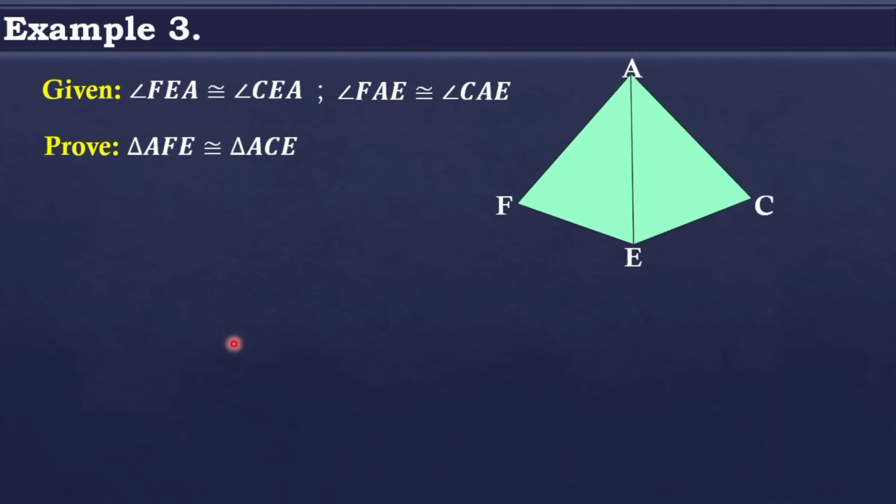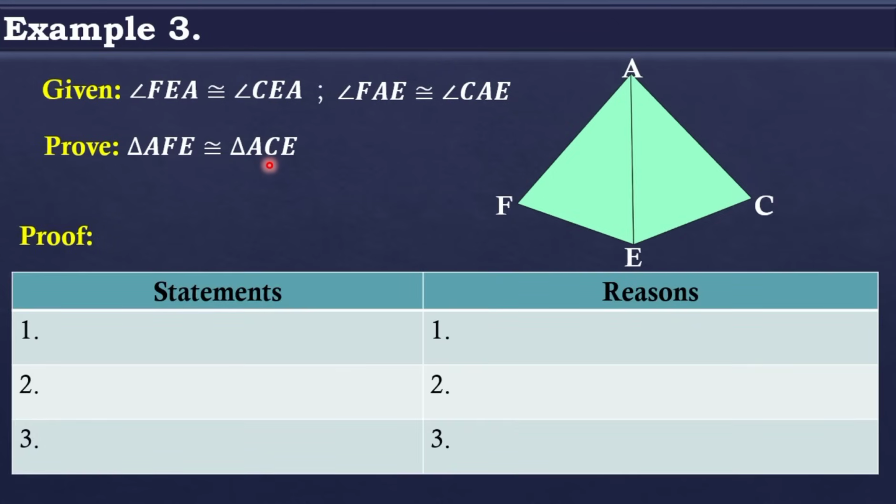Let's have example number 3. So, I have here triangle FEA is congruent to triangle CEA. Also, we have angle FAE is congruent to angle CAE. So, we will prove that these triangles are congruent. Triangle AFE and triangle ACE. So, let's do the proving. So, for statements, we have, so lagay natin yung given. This is, the reason is given.